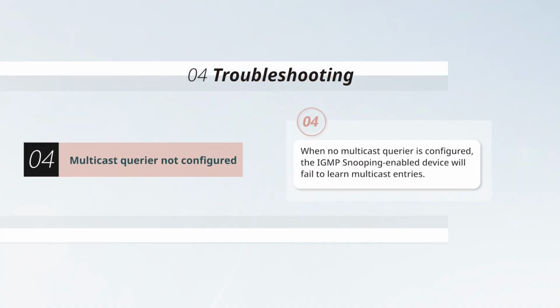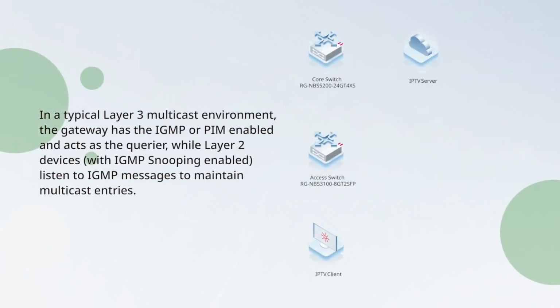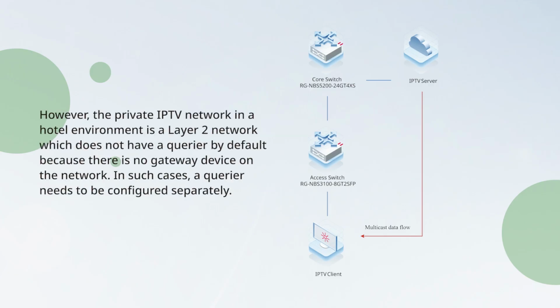When no multicast querier is configured, the IGMP snooping-enabled device will fail to learn multicast entries. In a typical Layer 3 multicast environment, the gateway has IGMP or PIM enabled and acts as the querier, while Layer 2 devices, with IGMP snooping enabled, listen to IGMP messages to maintain multicast entries. However, the private IPTV network in a hotel environment is a Layer 2 network which does not have a querier by default because there is no gateway device on the network. In such cases, a querier needs to be configured separately.